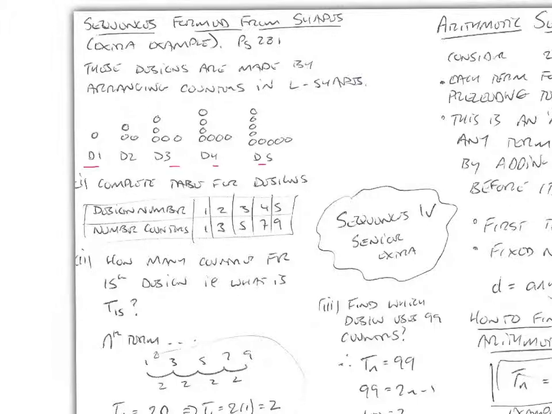So complete the table for the designs. So the design number n is 1, 2, 3, 4, 5, and the number of counters, we can count the counters and put it into the table. Now, I can't recall, but maybe you were given 3, and you worked out that going from 1 counter to 3 was 2, and going from 3 to 5 was 2, and you complete the table by adding the 5, the 7, the 9, the additional bits of information.